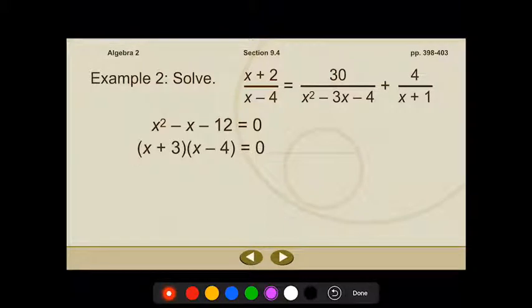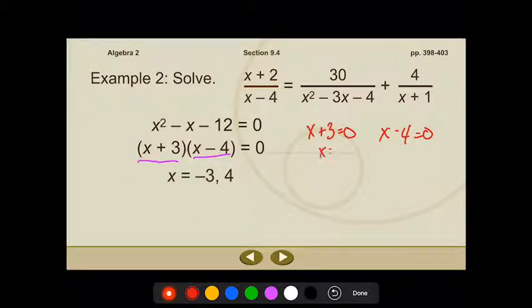When you factor it, you get x plus 3 and x minus 4. Now remember, you're saying this times this equals 0. So that means one of them has to be equal to 0. So you literally say x plus 3 equals 0 and x minus 4 equals 0. And when you do, you get two answers for x. You get x is equal to negative 3 and x is equal to positive 4. So those are the two values that you get for x.